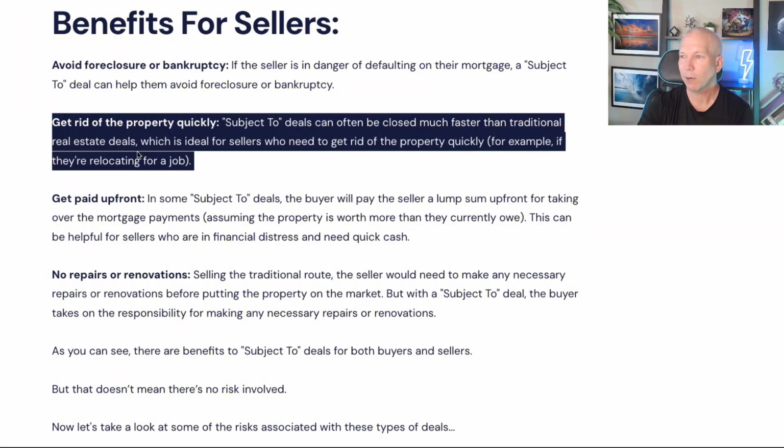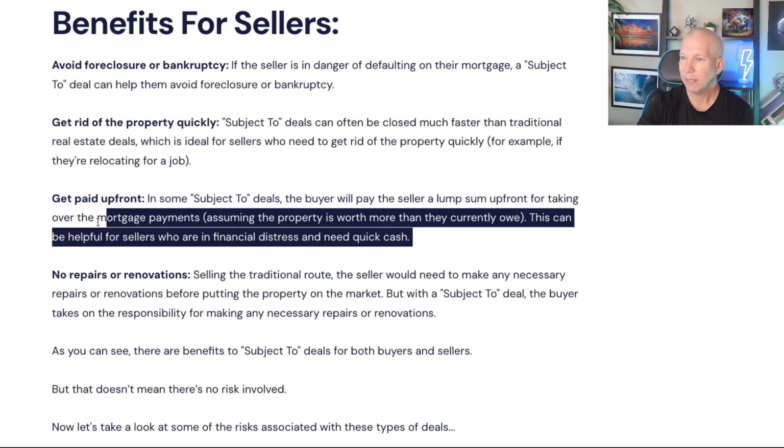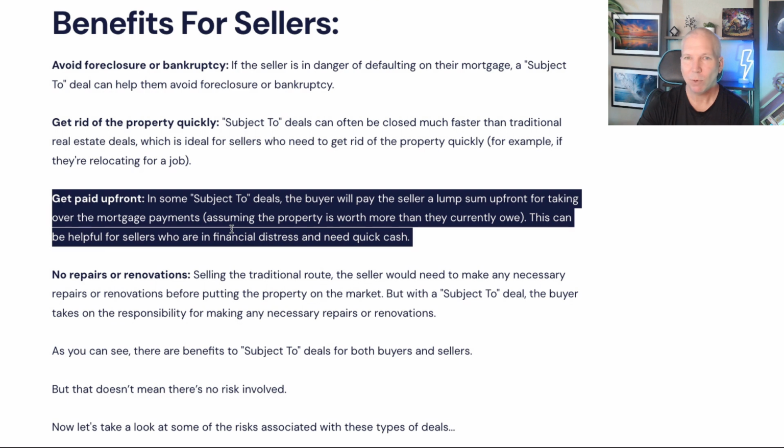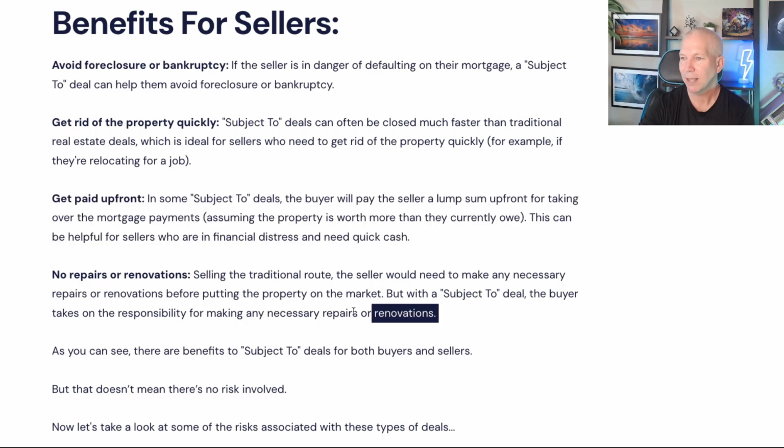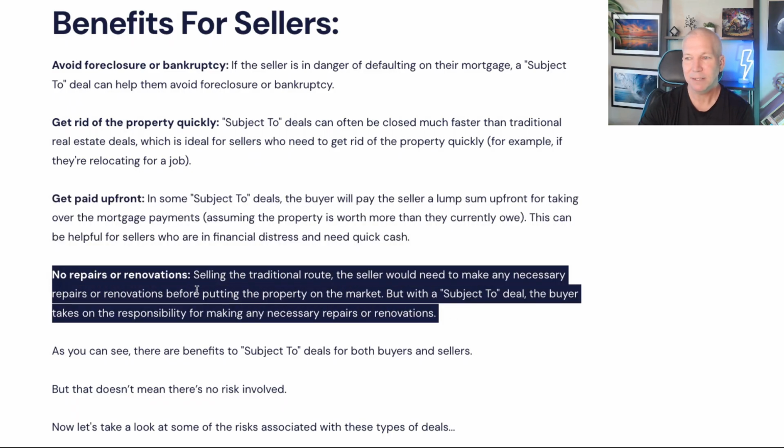If they want to get rid of the property quickly, subject twos, like I said, can just be a couple of days. They get paid up front. If they want to get some of their equity out of the property and sell it quickly, say they have $100,000 or $200,000 worth of equity in that property, but they're willing to take $20,000 or $30,000, great. They'll get their money up front really quick rather than having to wait for it and having to pay all those real estate fees, everything else associated with it.